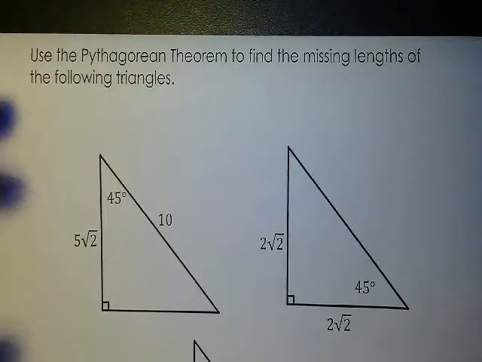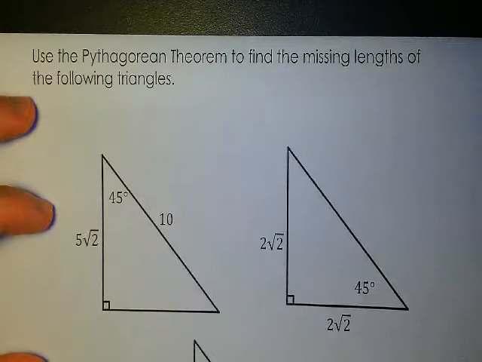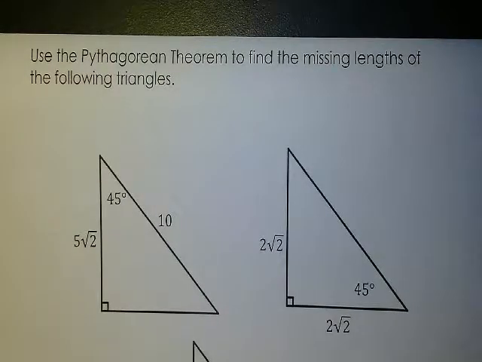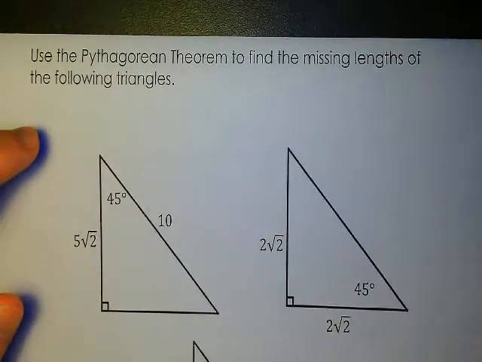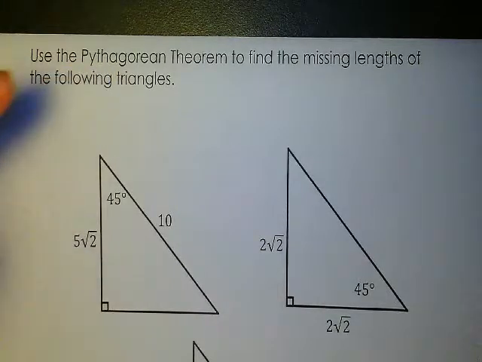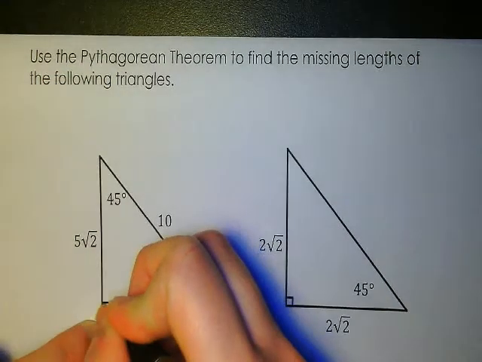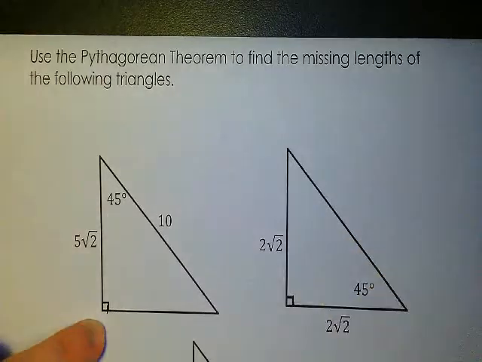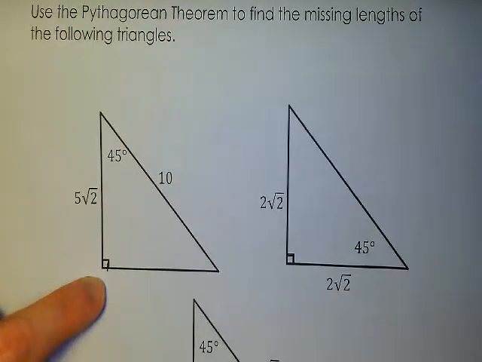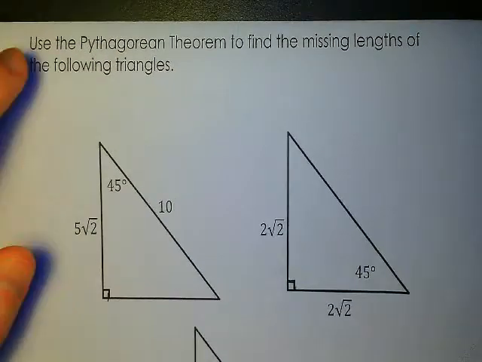So we're looking for missing lengths, which usually means that we're looking for sides. So we're going to take a moment, we're going to find the missing sides of these right triangles using the Pythagorean theorem. We know the Pythagorean theorem can be used on right triangles, and all of these triangles are right triangles because we see the right angle box in the corner of each of these triangles.